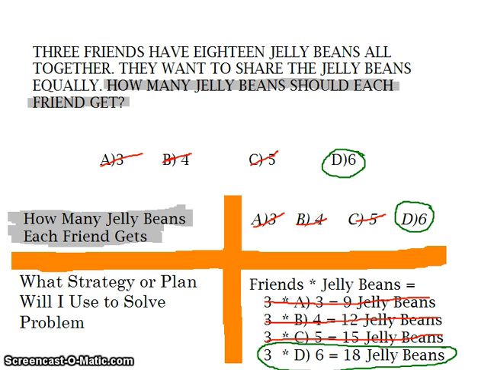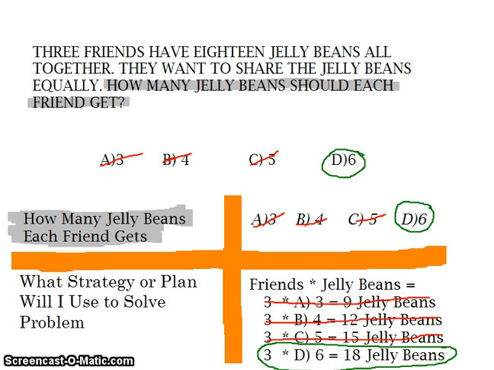For B, 3 times 4 is equal to 12 jelly beans. I can mark out that answer as well. We know that we're looking for the total amount of jelly beans, 18. C is 3 times 5. 3 times 5 is equal to 15 jelly beans. We know that is not the answer as well. So the only answer I have left is 6, D. When I multiply 3 times 6, the answer is 18. D is the correct answer.